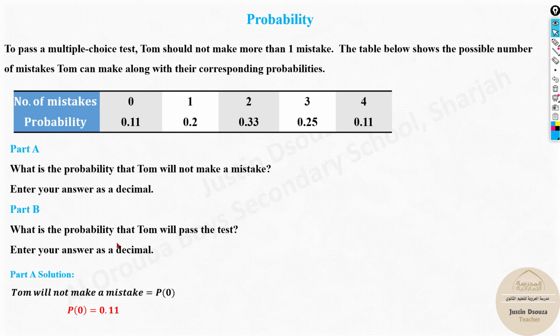It's very simple. But this one over here, what is the probability that Tom will pass the test? So he can either make 0 mistakes or 1 mistake to pass the test. So it will be the probability of less than or equal to 1, because it can be 1 or 0. So add these two probabilities, basically 0.11 and 0.2. The answer is 0.31. If you're not understanding how to write this, it's fine, whatever comes to your mind, because it's very easily understood. You should not make more than 1, so you just add the probability of 0 and 1 and you will get the answer. So that's how we solve this.